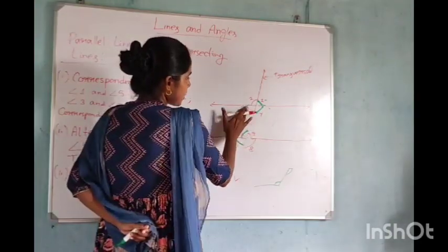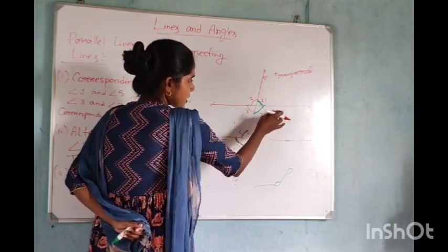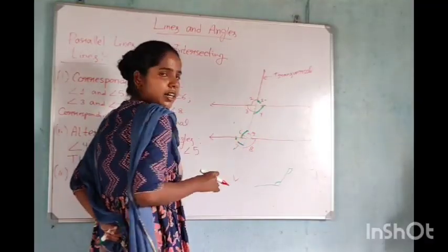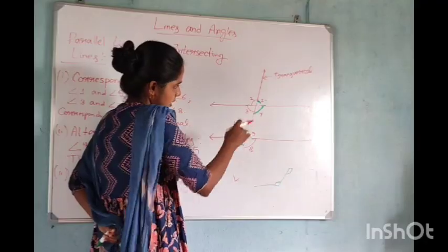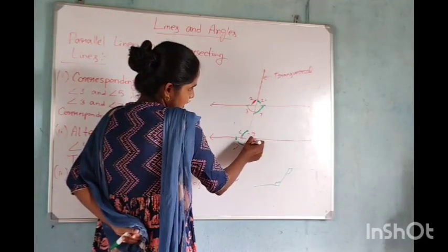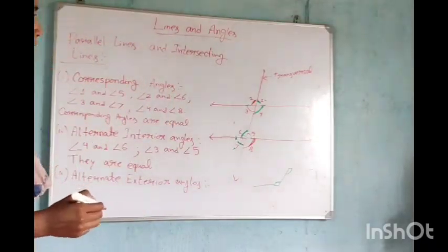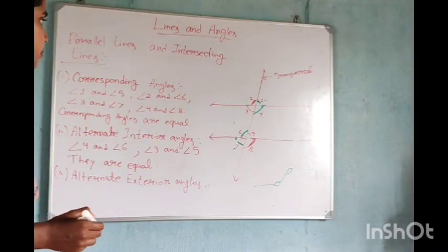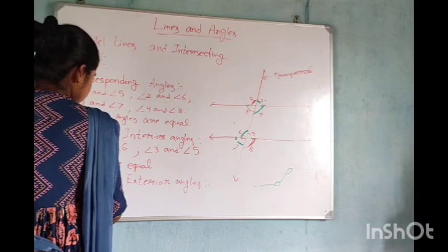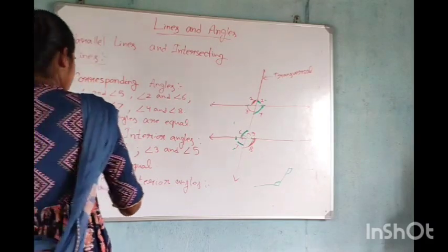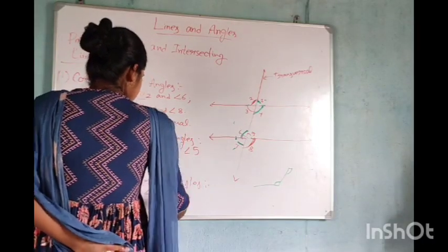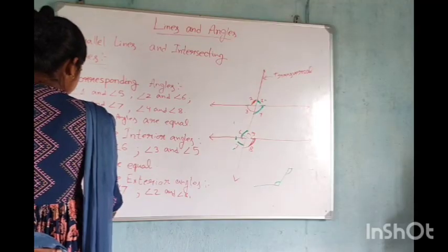Alternate exterior angle means they will be outside this interior part. 1 and 7, these two are alternate exterior angles. Also you can see that 2 and 8 are alternate exterior angles. Okay. 1 and 7, and 2 and 8. Their property is also that they are equal.